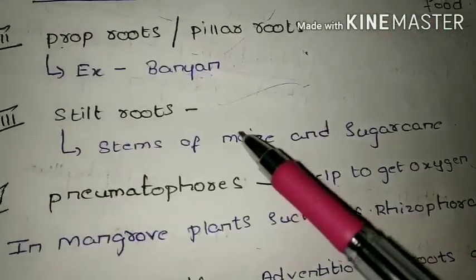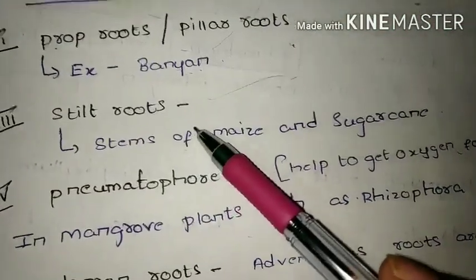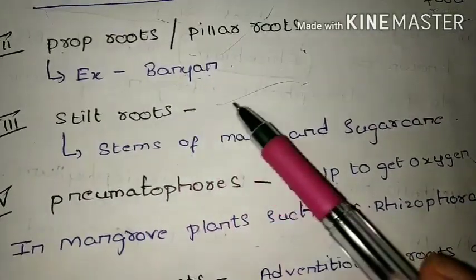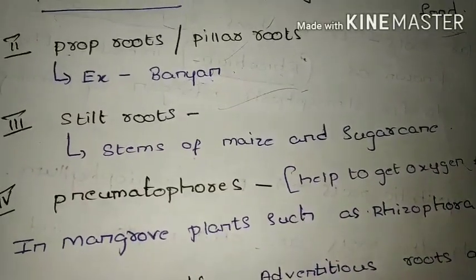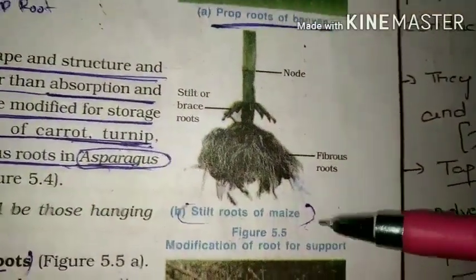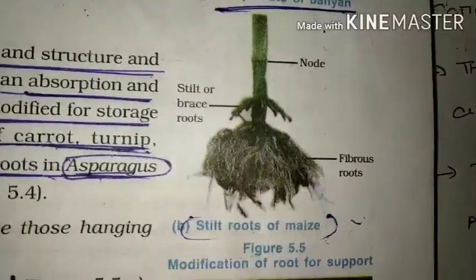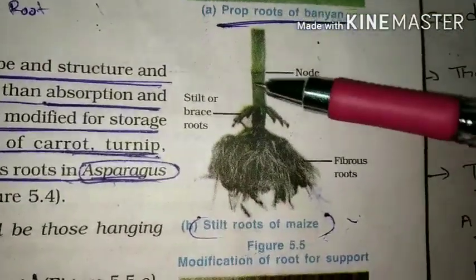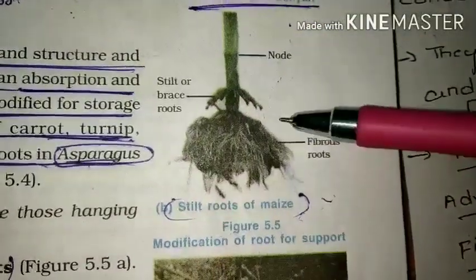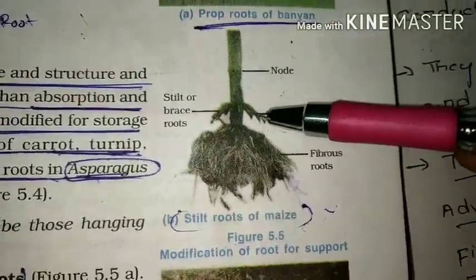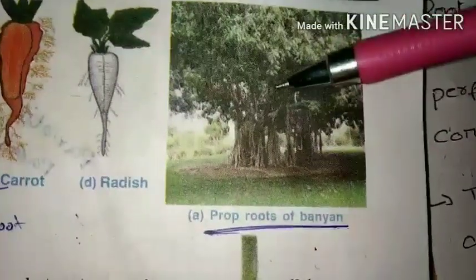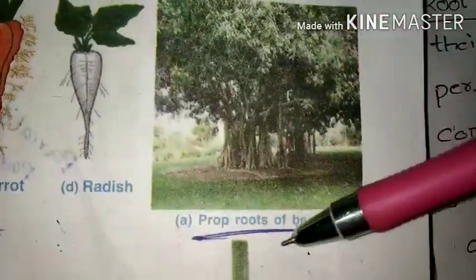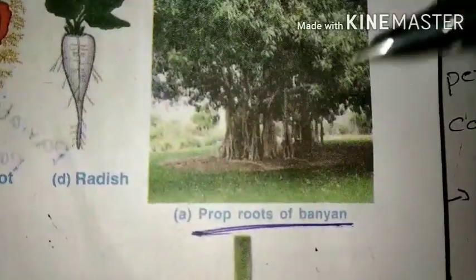So have a look at stilt root. What is meant by stilt root? Roots arise from the lower nodes of a plant. An example for stilt root is the maize plant, where roots arise from the lower nodes. This type of root is modified for additional support to the maize. I have told you about prop root. This is a picture of the banyan tree, where roots arise from the upper part, from the shoot part, and act as roots for additional support.